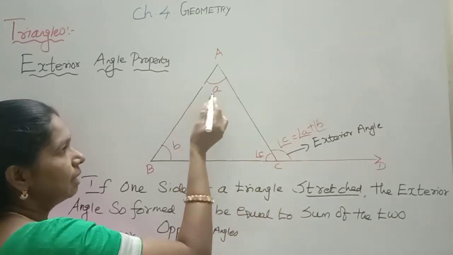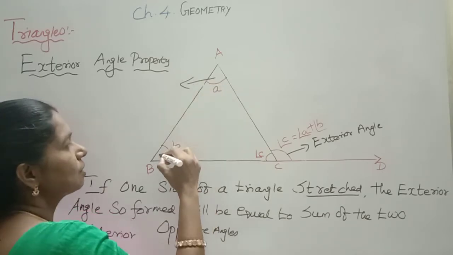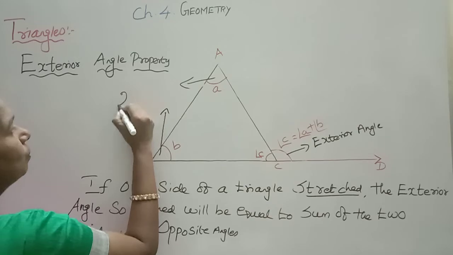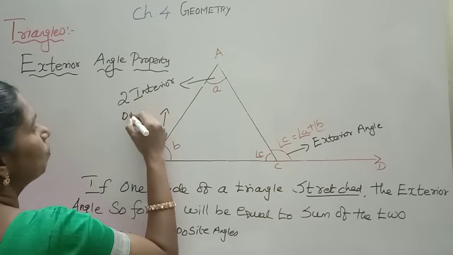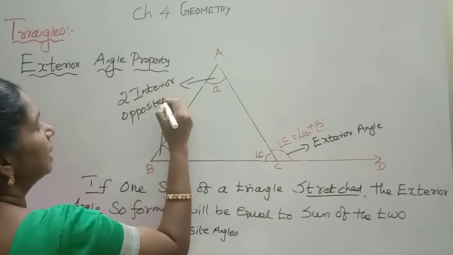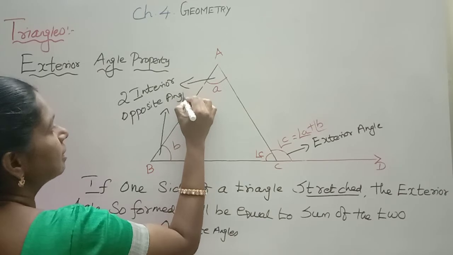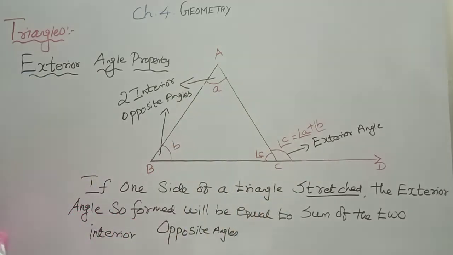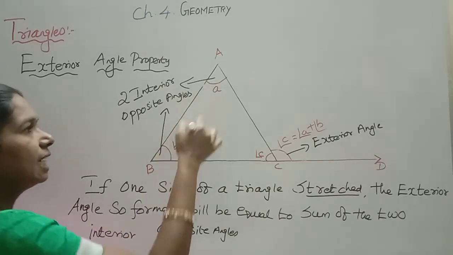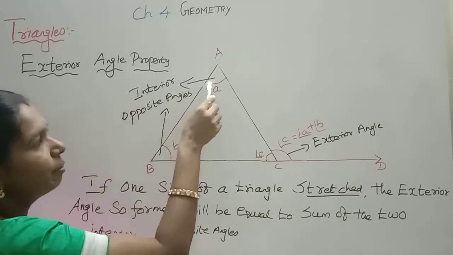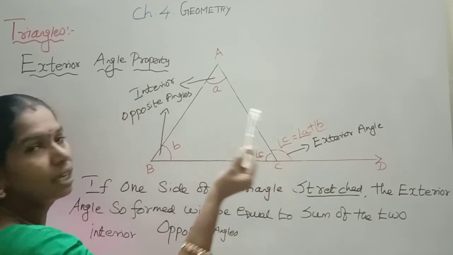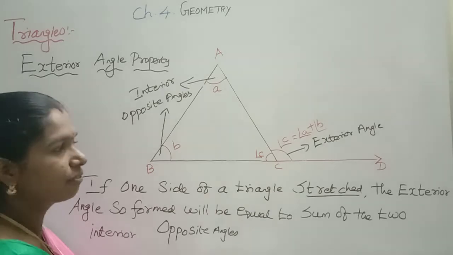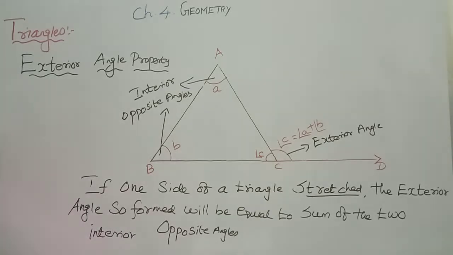So what is the name of these two angles? These two angles are called interior opposite angles, because they are opposite to the exterior angle. How many interior angles are here? Angle A and angle B are interior angles, and their sum will be equal to the exterior angle of the triangle if one side of the triangle is stretched. Understand? What is the property? Exterior angle property.